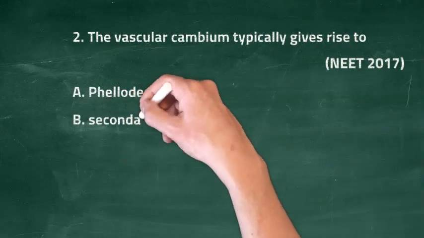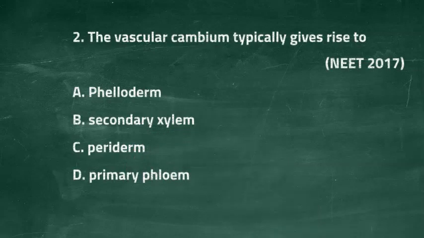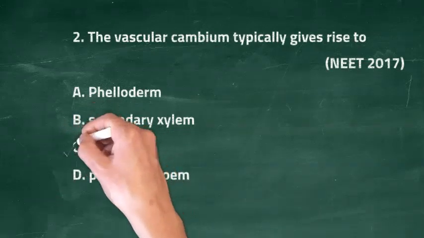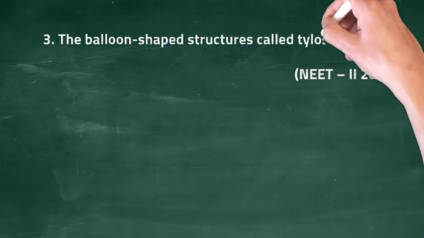Question second. The vascular cambium typically gives rise to: option A is phylloderm, option B is secondary xylem, option C is periderm, and option D is primary phloem. The right answer is option C, periderm.